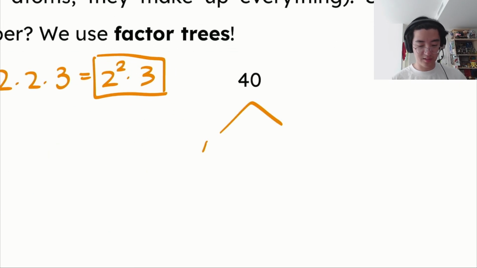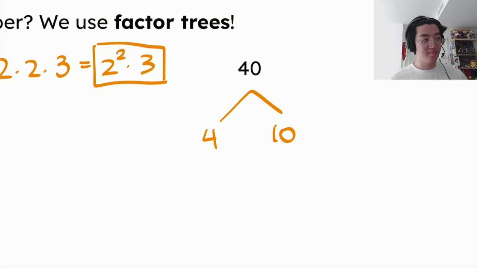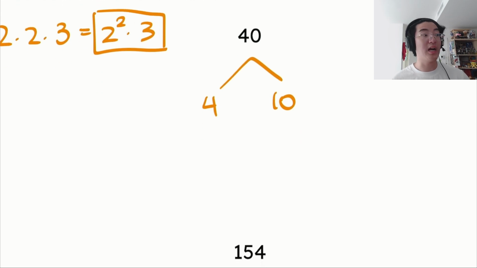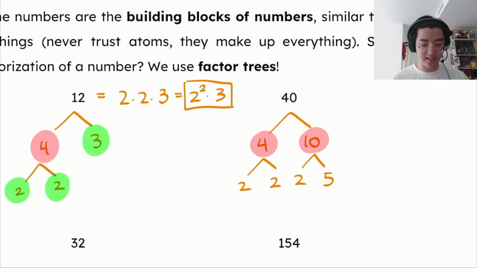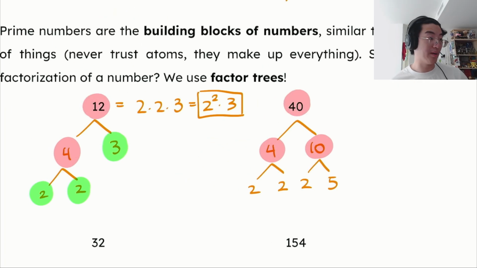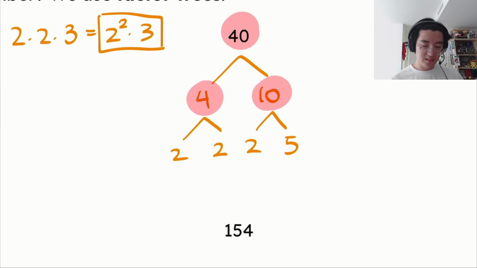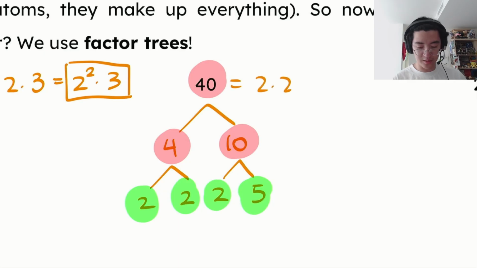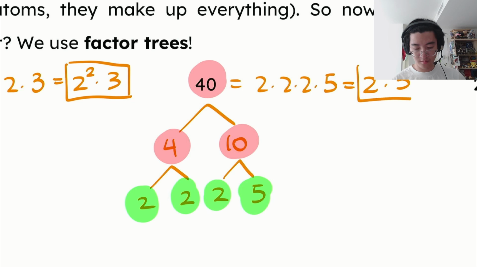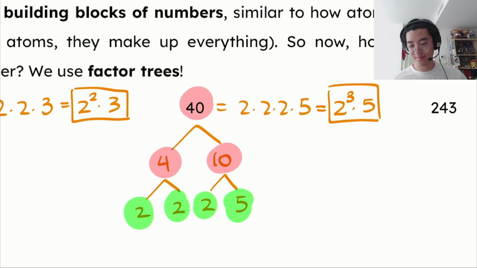Let's check 40 here. 40 is 4 times 10. Of course, neither of those are prime because they're even. 4, once again, we can break down to 2 and 2. 10, we know is 2 times 5. At the first step, that's not a prime number, but here those are all prime numbers. So 40 is 2 times 2 times 2 times 5, or 2 cubed times 5. Just like that.